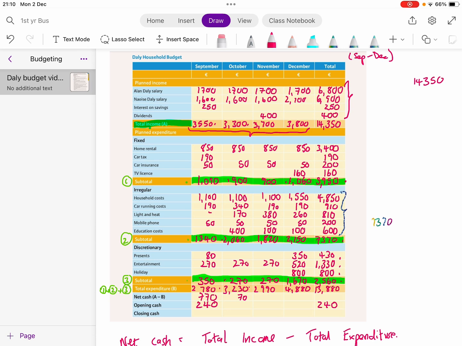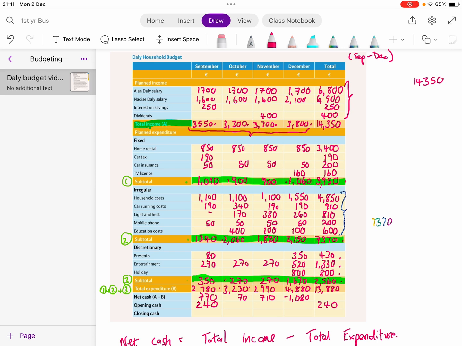In November, I have income of 3,700. I take away my expenditure, 2,990. That gives me net cash of €710. I then have my income in December of 3,800. That was an expensive month. I had expenditure of 4,880. So that gives me a minus figure of 1,080. And all that means, girls, is that in December, I'm going to spend more than what I earn, okay?